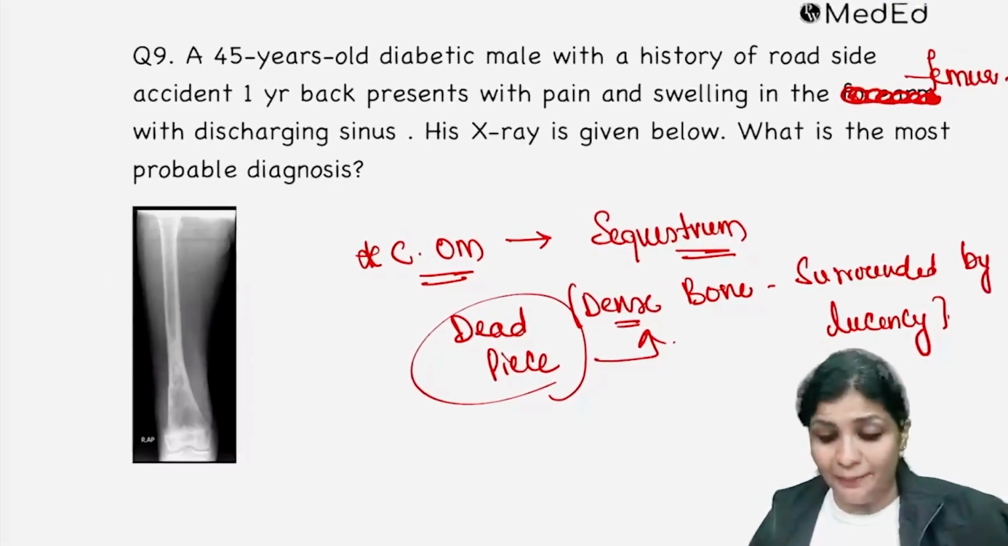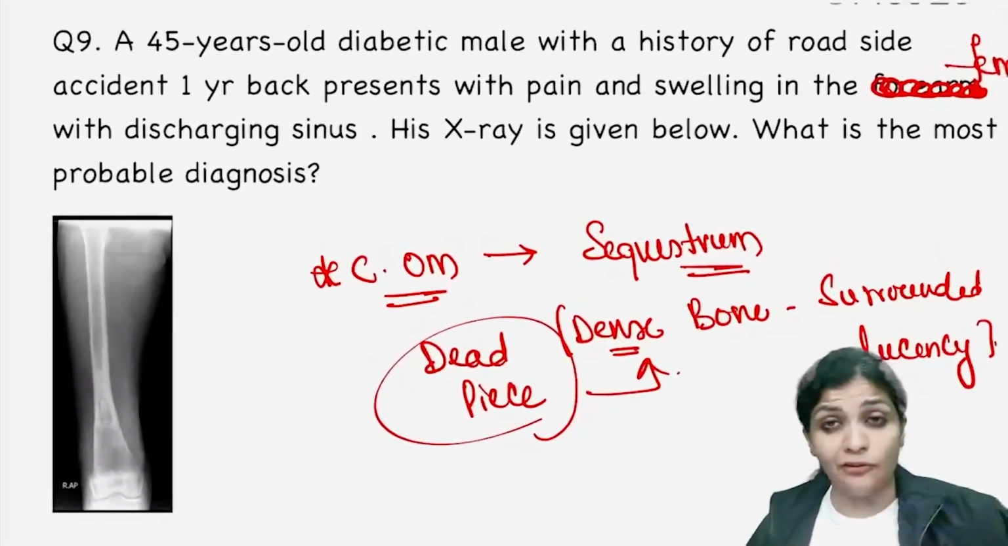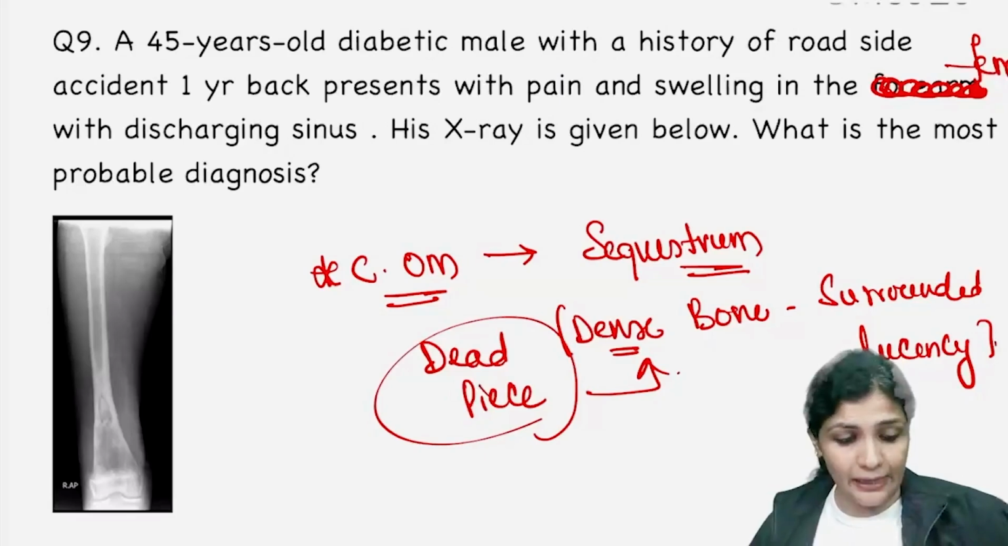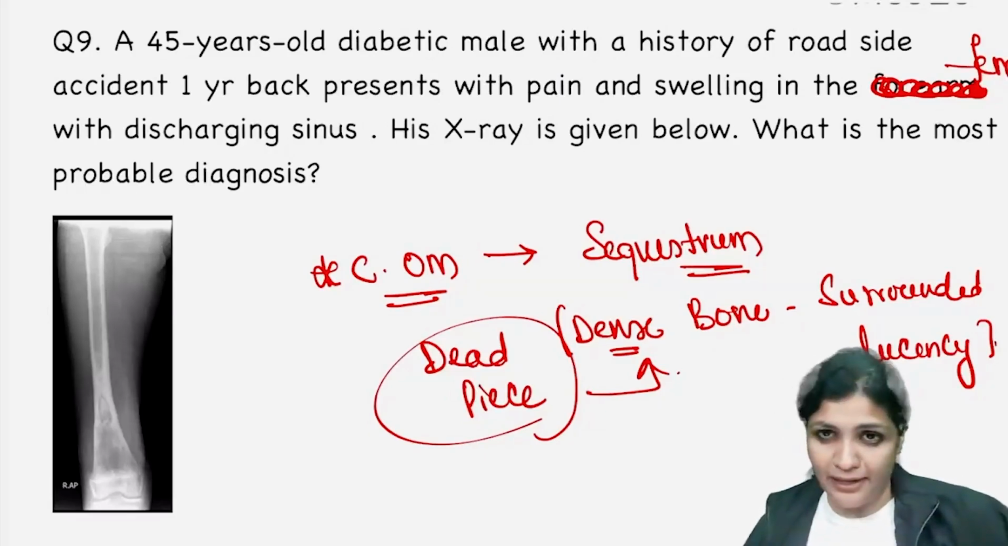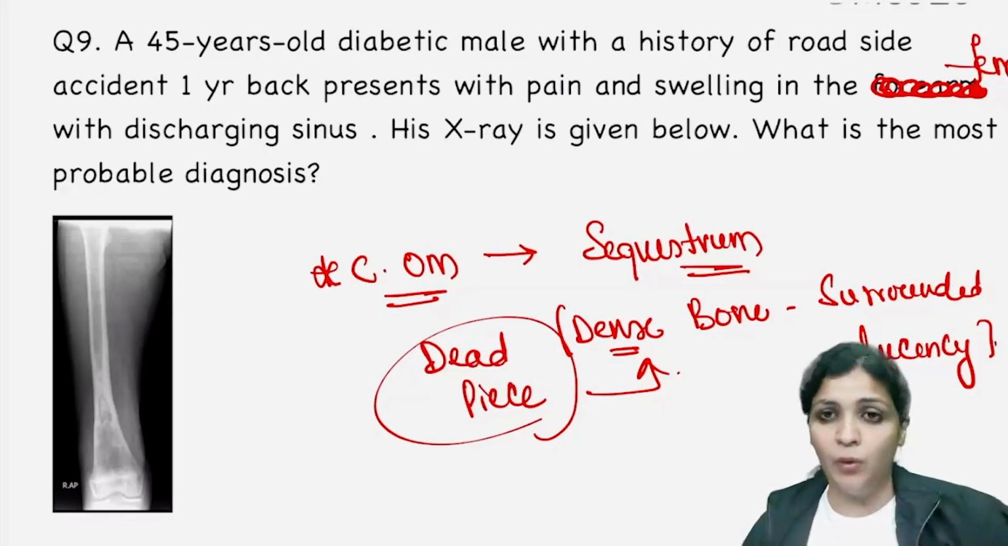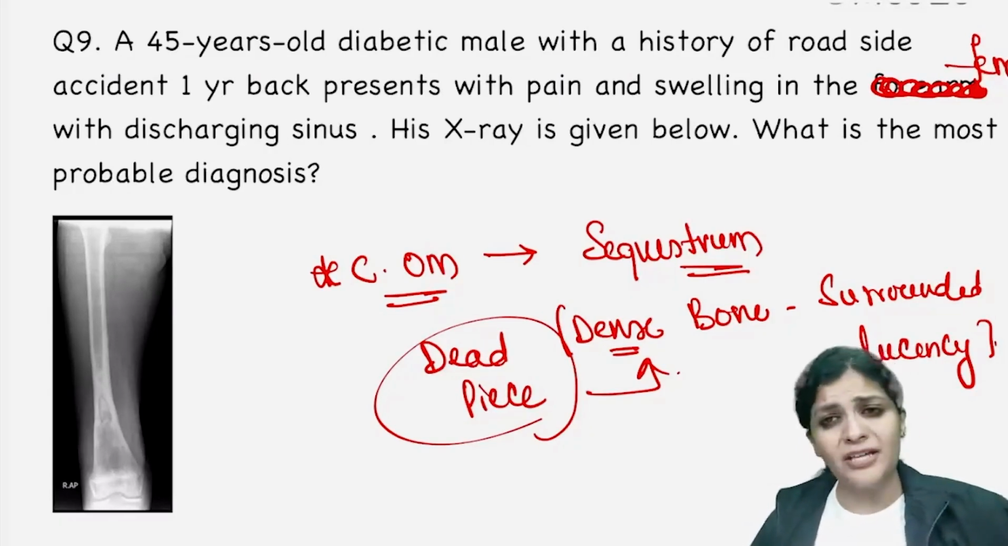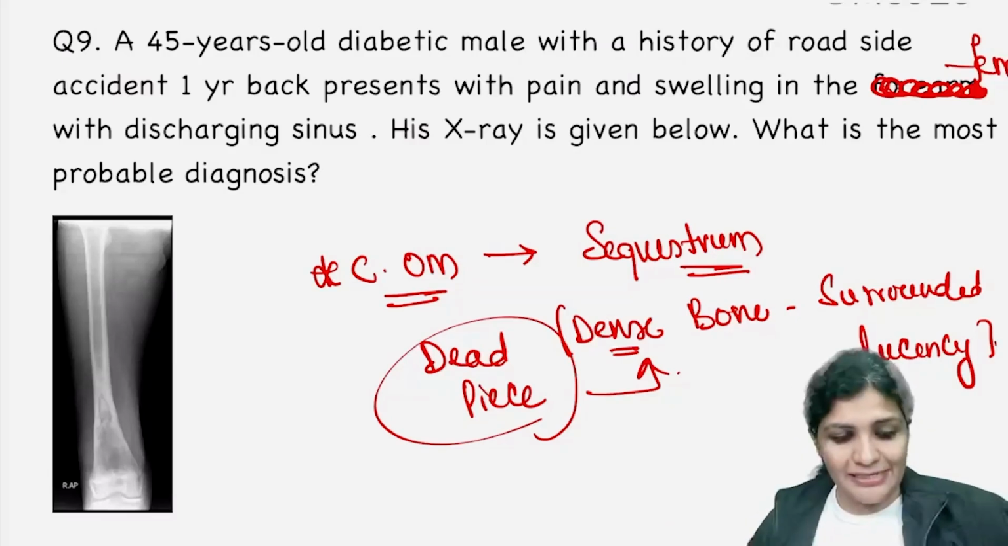Why is a dead piece a dense bone? Did you ever think of it? Why is it dead? It is dead because there is a lack of blood supply, right? The blood supply is cut off to that particular bone, hence it has become dead. Then why is it looking sclerotic? Why is this sclerotic? Dead bone, sequestrum. Okay. Why is it a dense bone?